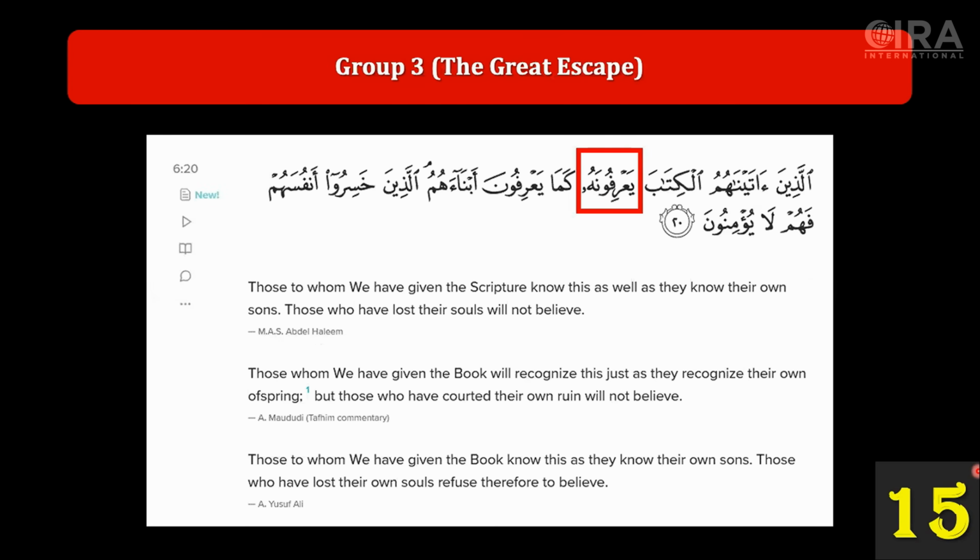Yeah. Group three, I call them the great escape. They say know this or recognize this, so that they run away from the situation because they can't just write recognize it. It will be a problem for them. I mean, what's so funny here is that the ha at the end, who basically the personal pronoun, you can make a case that it's referring back to the noun al-kitab, the book. Those that we have given them the book, they know it. So you can make the argument that they know the book.